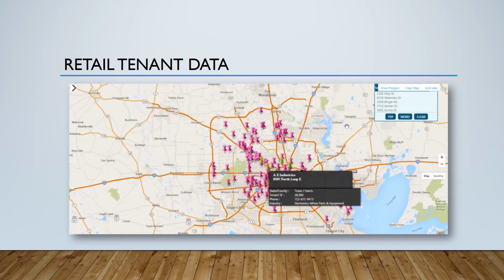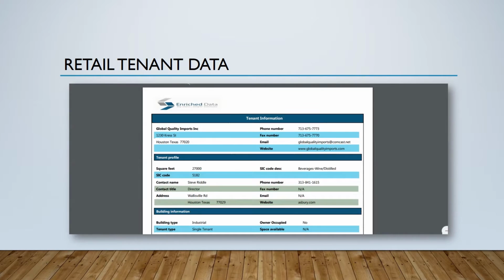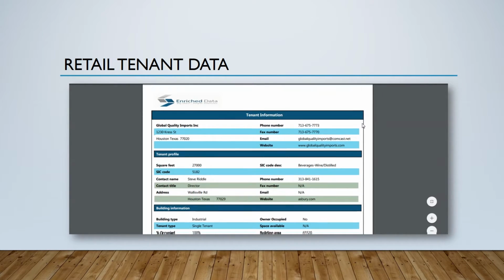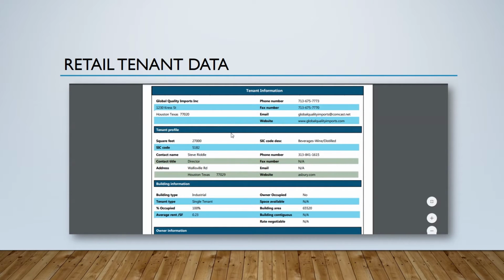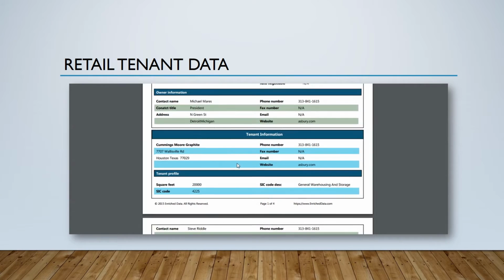In the Tenant Data section, you can click on Grid View and export to Excel, as well as PDF and Word from the Grid View. Generate a PDF of the selected tenants to get information such as tenant name and contact information, space leased, building and ownership information, and contact data.